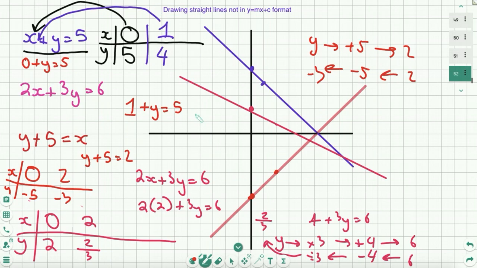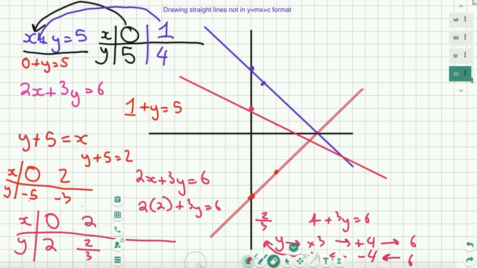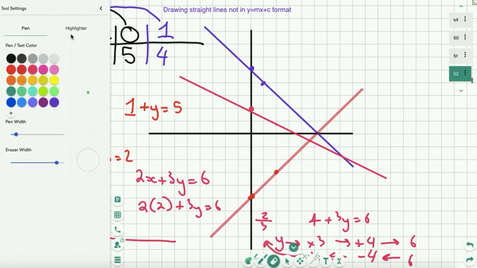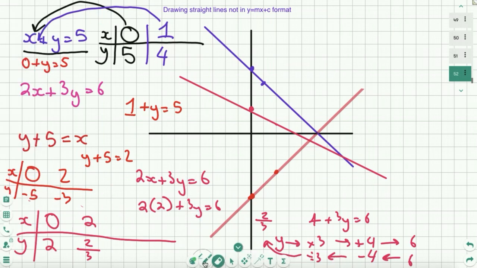So here, let me copy down some questions that you can practice on, guys. Why don't you do these? On a piece of paper, you can draw x plus y equals 10.